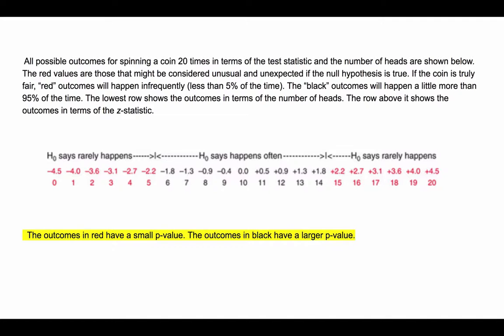So in this picture that you are looking at, the second line shows the corresponding z statistic that goes with each number of heads you could get out of 20. We saw in the last video that our z statistic is going to be farther from 0 when we have a more surprising outcome. Now, the outcomes in red have a smaller p-value, so a small p-value goes with a more surprising outcome. And the outcomes in black have a larger p-value, those go with a less surprising outcome, so an outcome closer to the null hypothesis of about 10 out of 20.